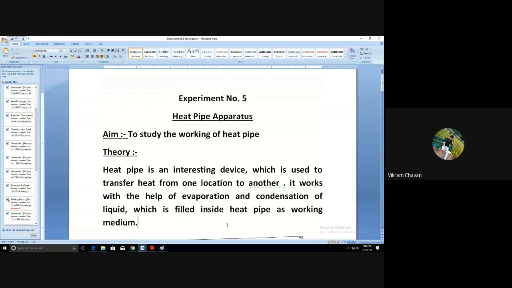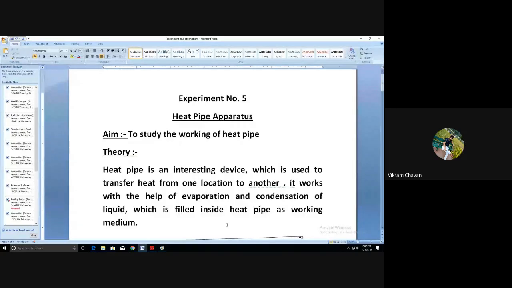So in yesterday's practical session, we discussed the performance of parallel flow and counter flow heat exchangers. Today we are going to discuss one more type of heat exchanger, that is nothing but a heat pipe. This is one kind of compact heat exchanger. Most electronic devices which require very fast or instantaneous cooling, in that case the heat pipes play a very important role.